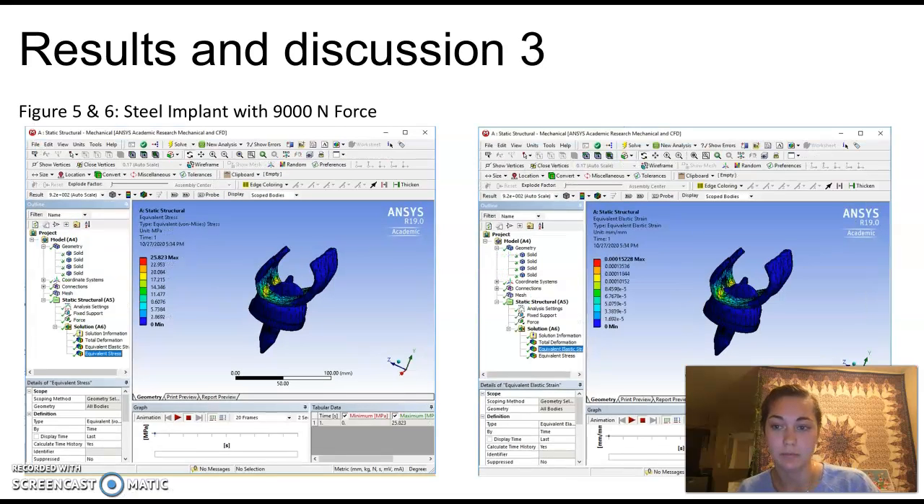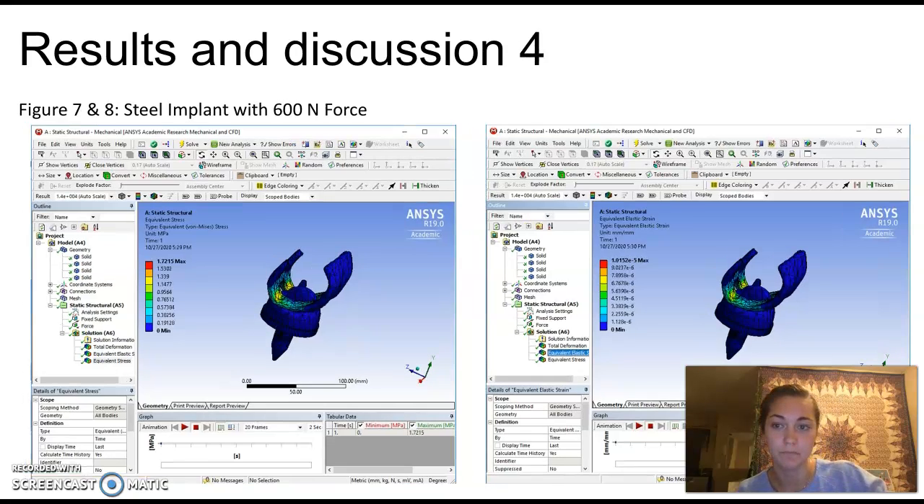Okay, so now we're moving to the steel implant with the 9,000 Newton force to model the human jumping. So on the left we have the stress contour of 25.8 megapascals, and on the right the strain contour of 1.5 times 10 to the negative 4 millimeters as the maximum strain.